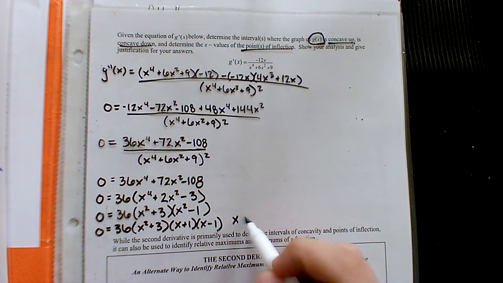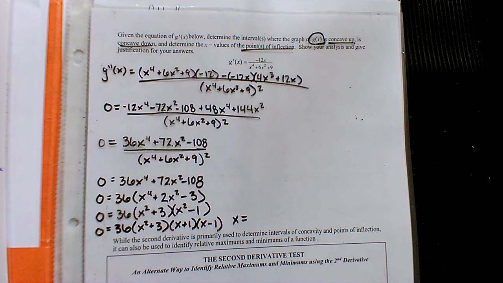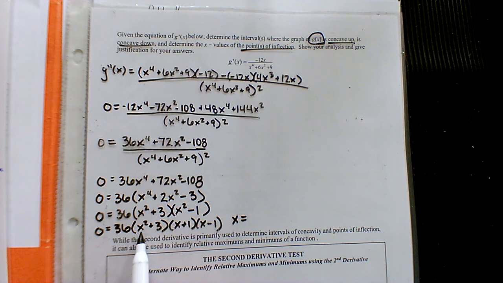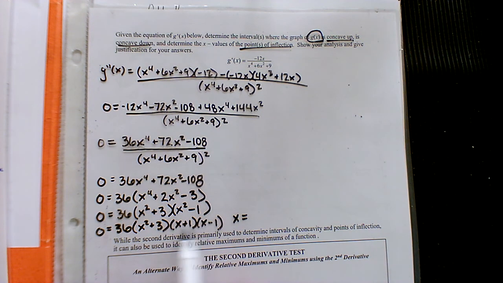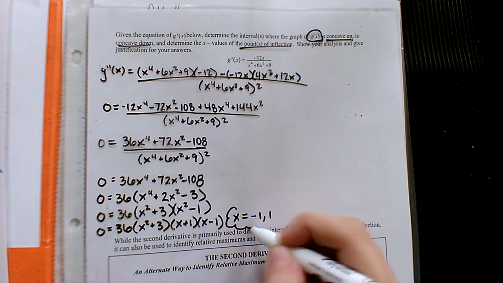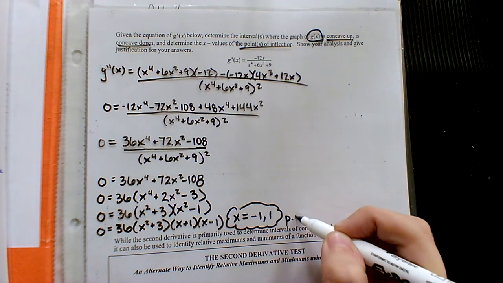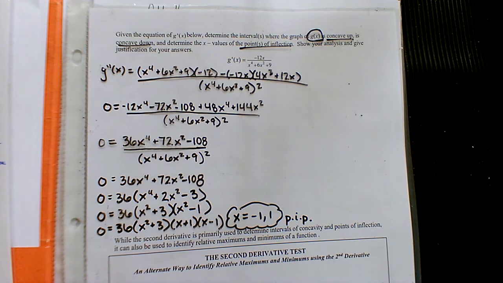All right, so let's find these possible inflection points where the curvature might be changing. Is there any x solution for the first factor? Is there a number you can plug in that would cancel out a positive 3? No, because if you square it, it's always going to be positive, right? So this factor is not giving us an answer. What about the other two? -1 and +1. Okay, so these are possible inflection points.